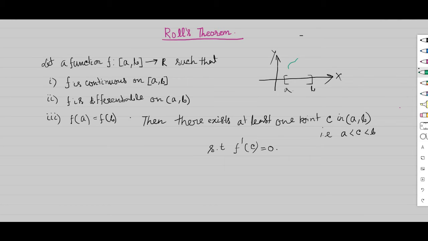Suppose this is our curve. That means the height of f(a) and f(b) are same. So if we start the graph of f at this, then this height are same. Okay, fine. So this is not a joining.